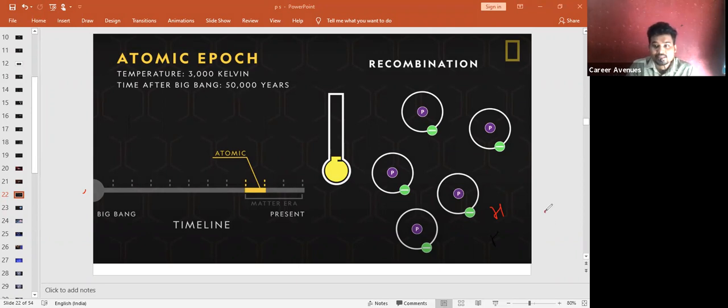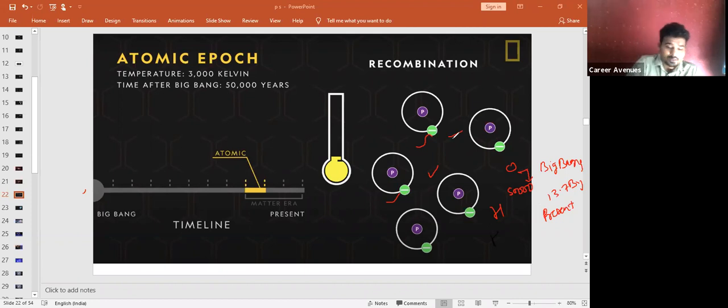So this is the present time, and this is the Big Bang, suppose it is over here. The difference between the present and the Big Bang is 13.7 billion years, and this atomic epoch is after 50,000 years of the Big Bang. So this is the zero time, and after 50,000 years hydrogen is formed, recombination takes place, and finally we have hydrogens. Still the temperature is 3000 Kelvin. Right now 3000 Kelvin is the temperature of our mantle.